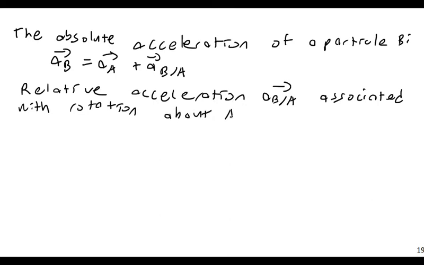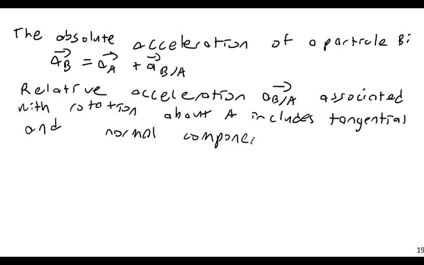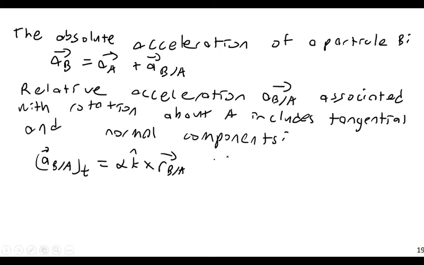A includes tangential and normal components, and these are A of B with respect to A. Tangential is alpha K crossed into RB with respect to A, or if I just wanted the magnitude, I would say it is simply R alpha.